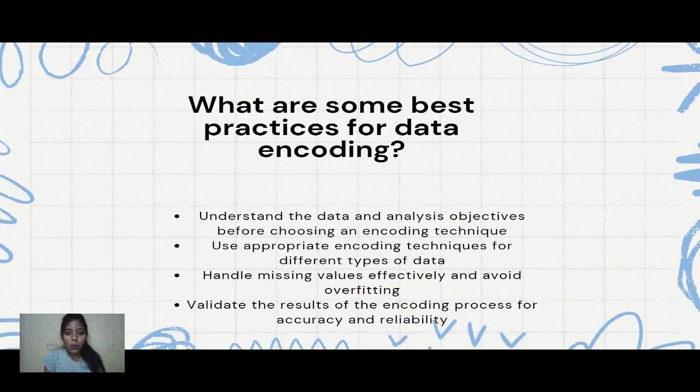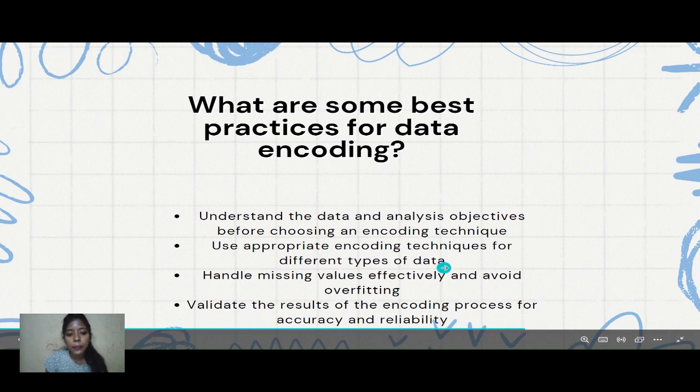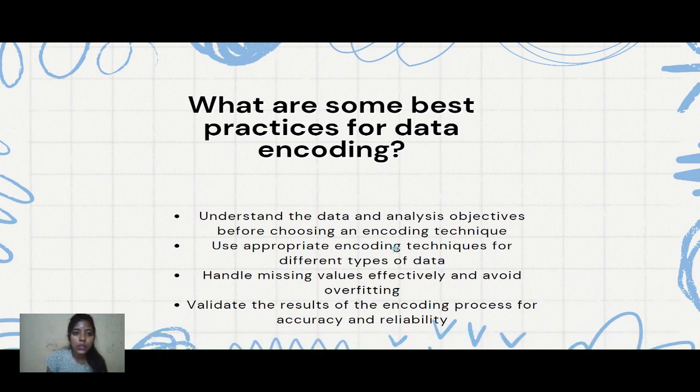real world. What are the best practices for data encoding? Now we saw a lot of techniques to do data encoding, like one hot encoding. Now we can look into the best practices. Understand the data analysis objectives before choosing an encoding technique. We have seen four types of encoding techniques, right? Before that, you must understand the data that is given to you, so you can easily analyze it and choose the best technique of data encoding. Use the appropriate techniques for different types of data.